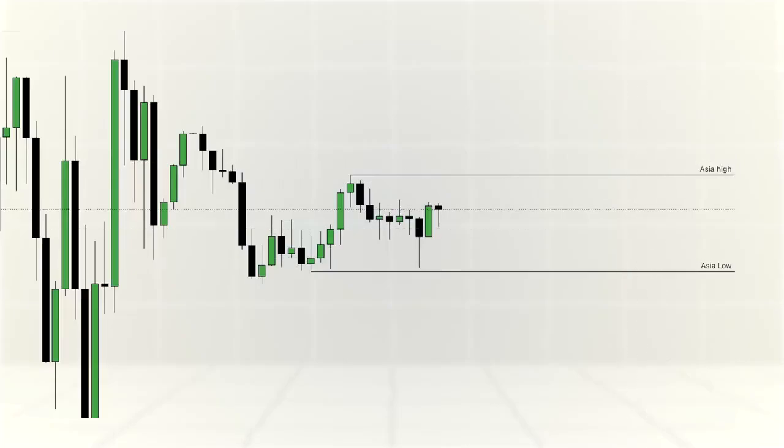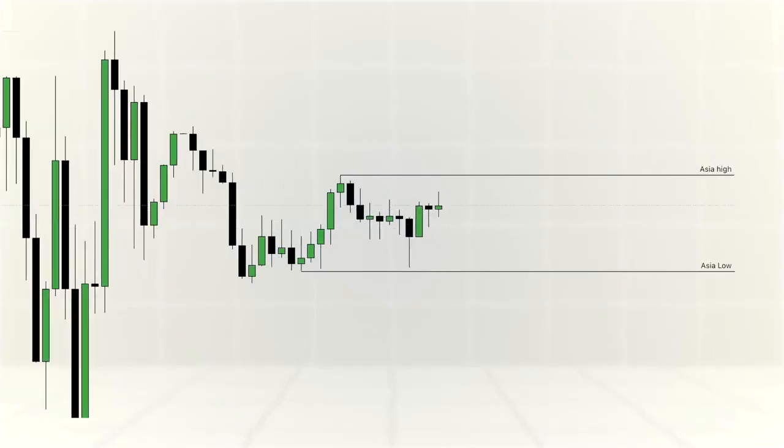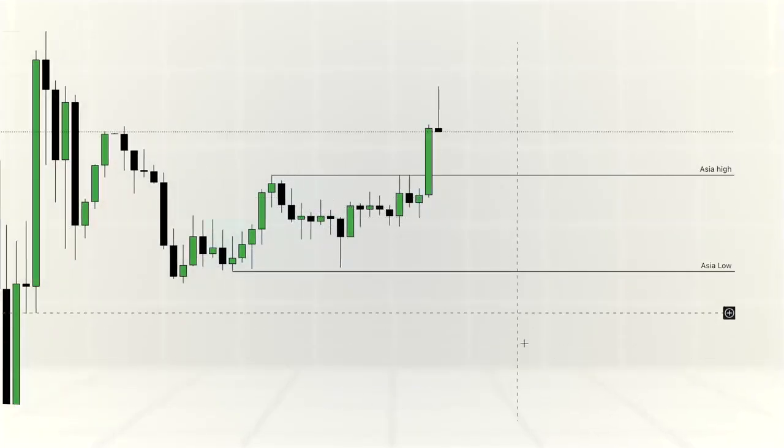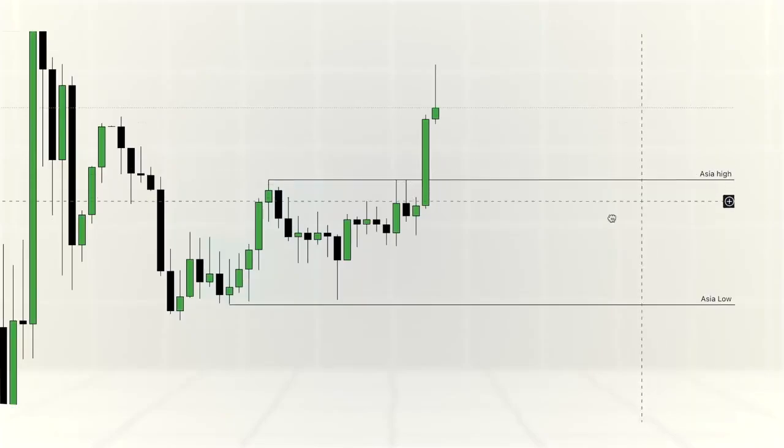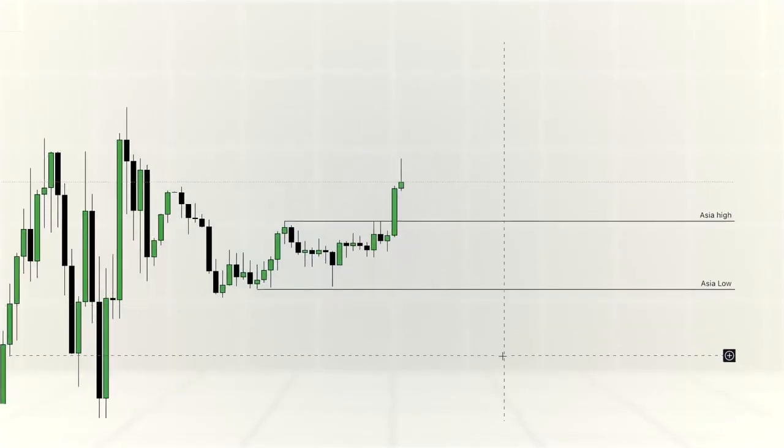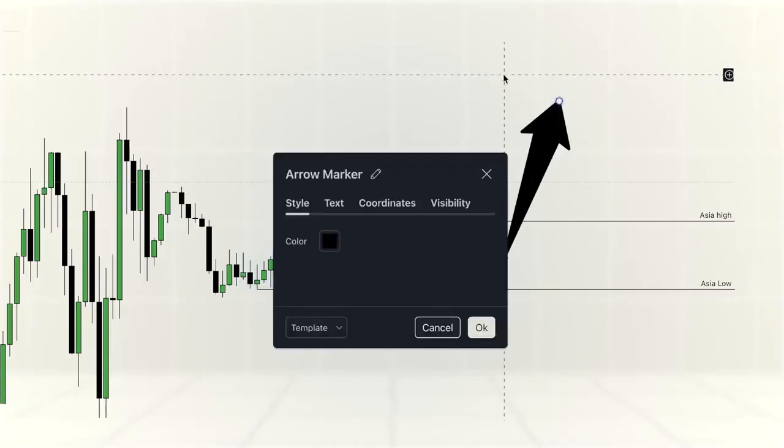Now we wait for price to take out one of these levels. Let's play price forward and see what happens. Price takes out the Asian high and closes above it. Now what does that tell us? This tells us that our directional bias for the day is bullish.